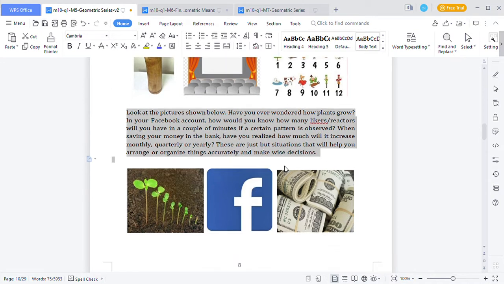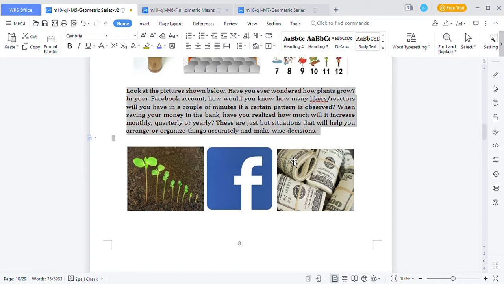So when we talk about sequences and series, it will also help you think and make wise decisions, especially when you are observing patterns. For example, if you observe the patterns of your money, how will you improve your money? So you have there your ideas on how you will improve your money.